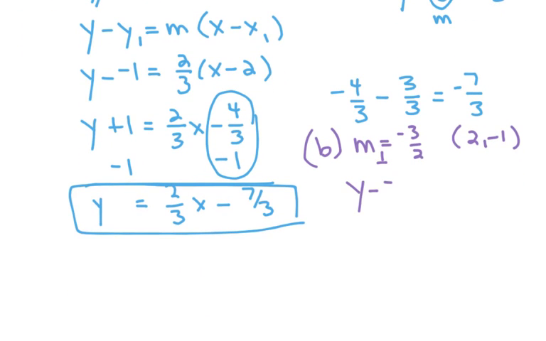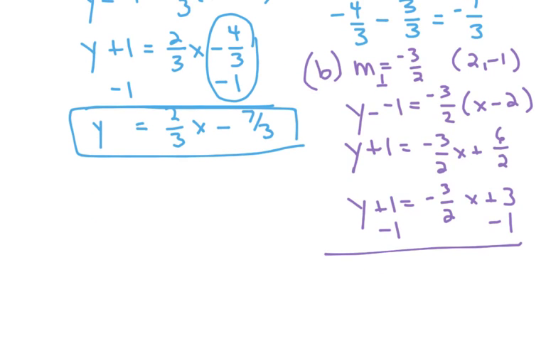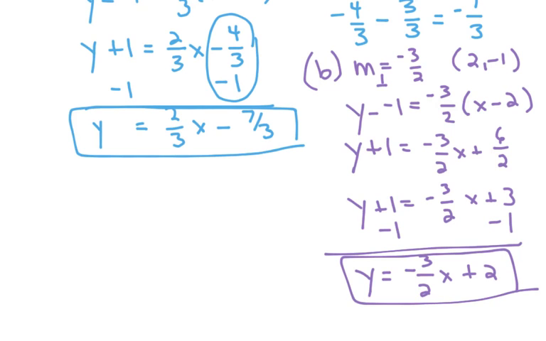So y minus negative 1 is equal to, this time for the slope, I'm going to plug in negative 3/2, times x minus 2. I'm going to change this to positive 1, and I'm going to distribute the negative 3/2. I get negative 3/2 x plus 6/2, which is 3. Oh, isn't that nice? So I'm going to change that, because now when I subtract 1, it's much easier. And the equation of the line that's perpendicular to the original line is going to be negative 3/2 x plus 2.